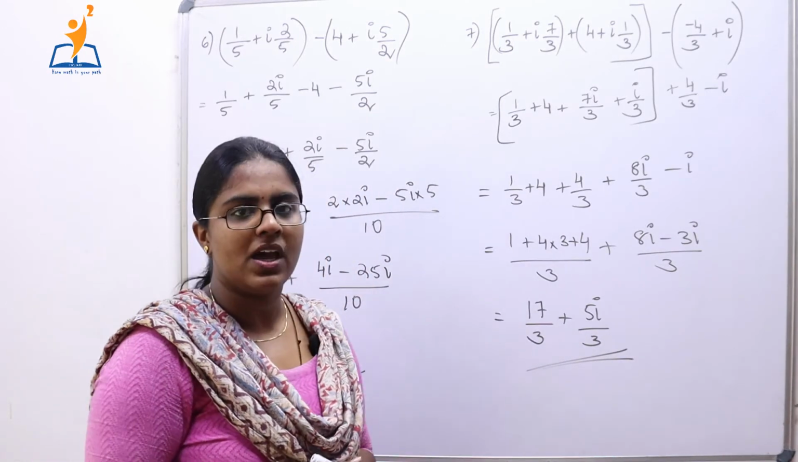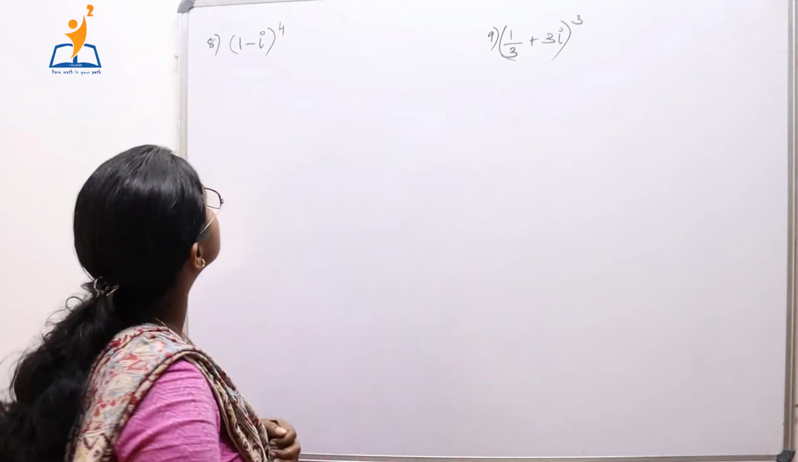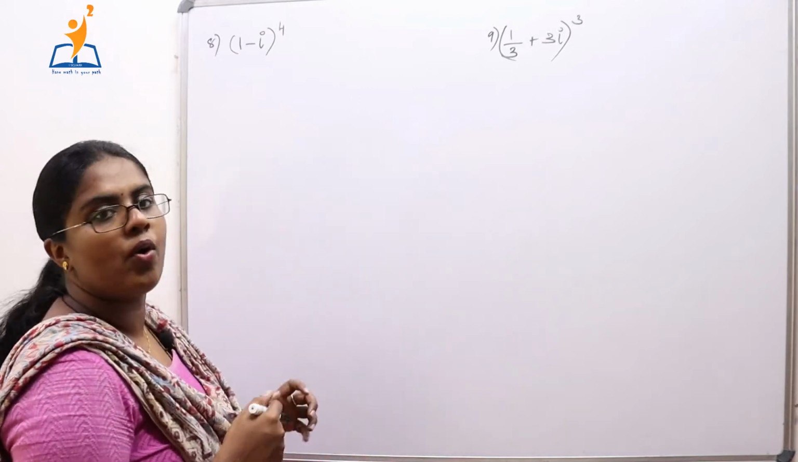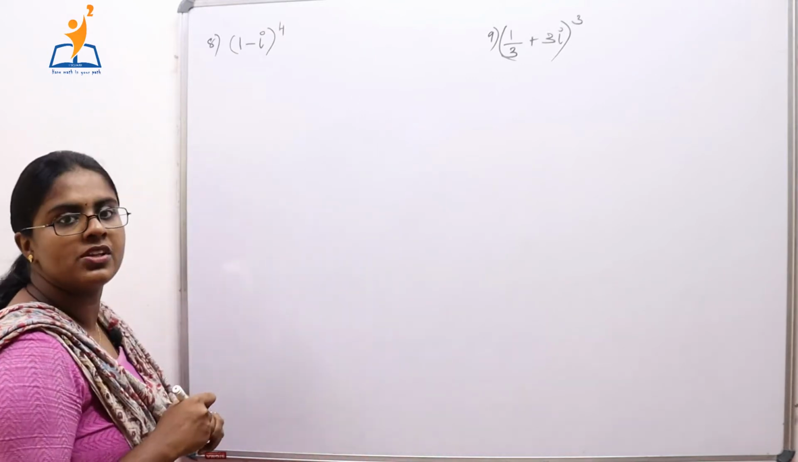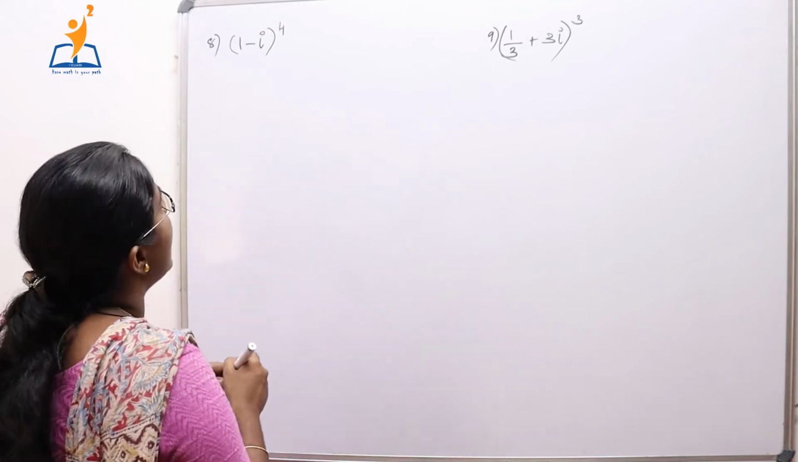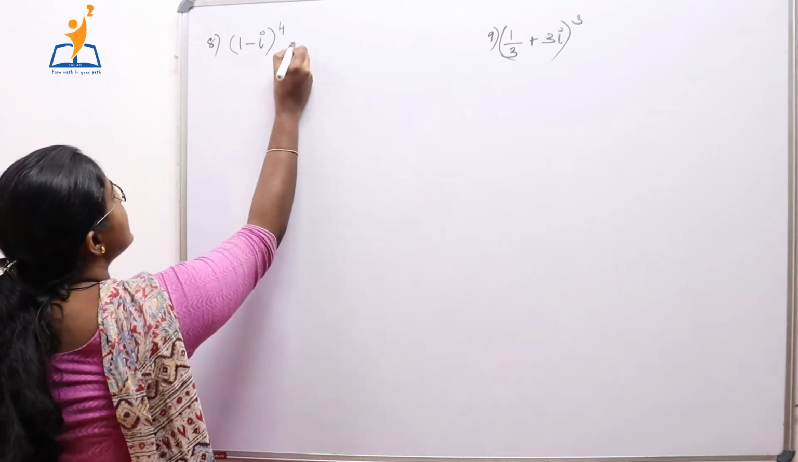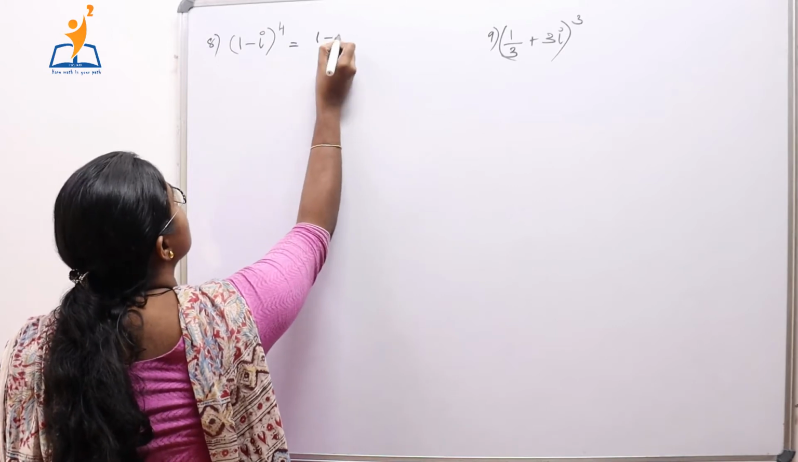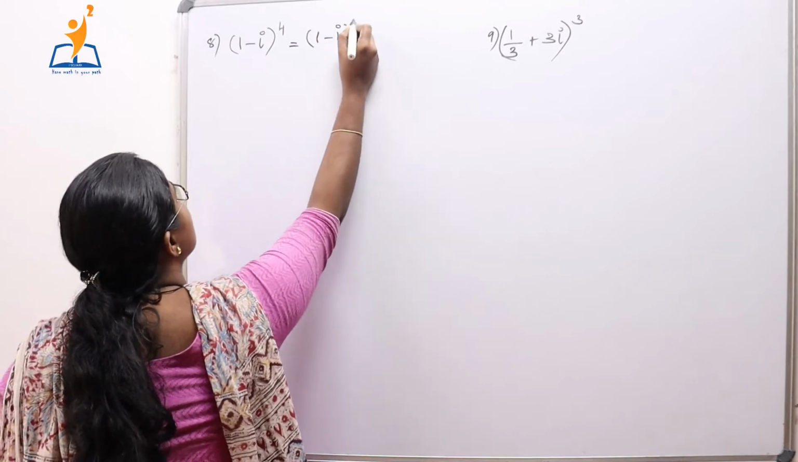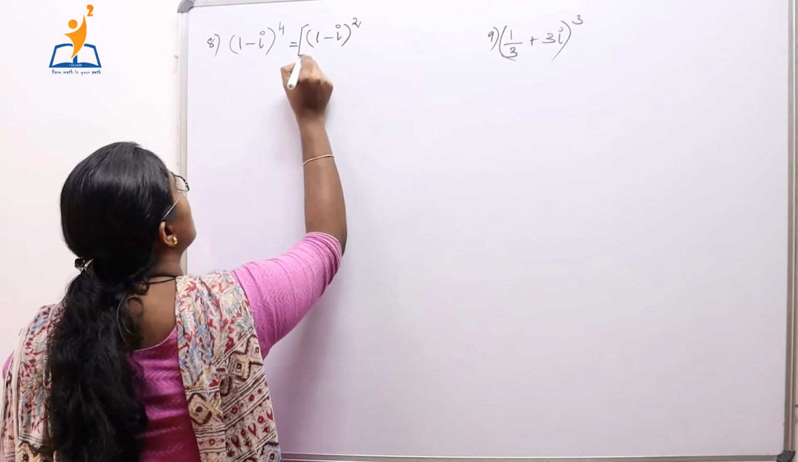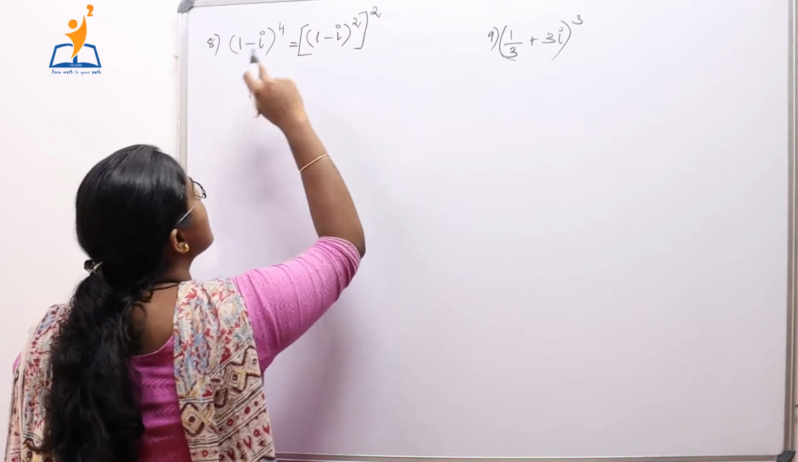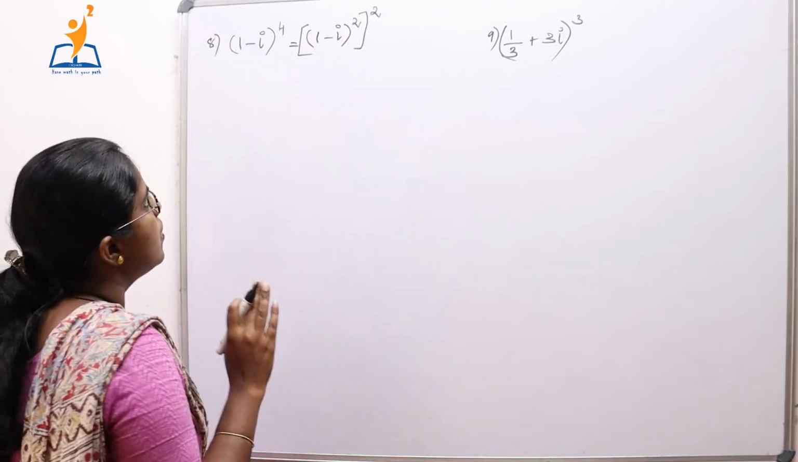Now we will move to the next question. The next question is (1 minus i) the whole raised to 4. We have to put it into the form a plus ib. And we know that (1 minus i) the whole raised to 4 can be written as (1 minus i) whole square, the whole raised to 2. This is same as (1 minus i) the whole raised to 4.